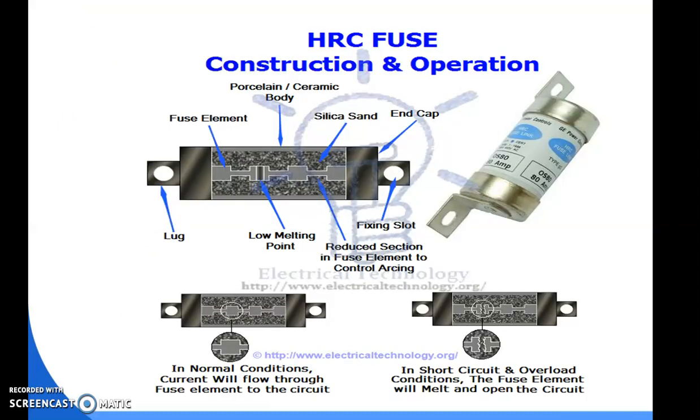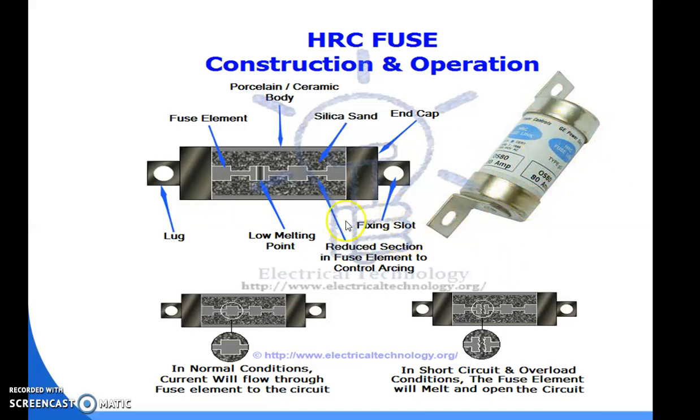This is the diagram of an HRC fuse construction with its operation. You can see the plungers, and the low melting point elements, and here the porcelain or ceramic body. This helps in the selection of the fuse element and arc control. Here you can see the diagram for normal condition, and for short circuit or overload condition, what will happen.